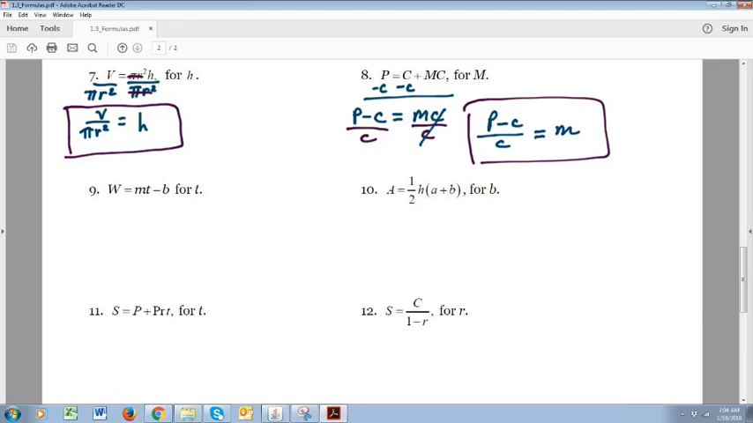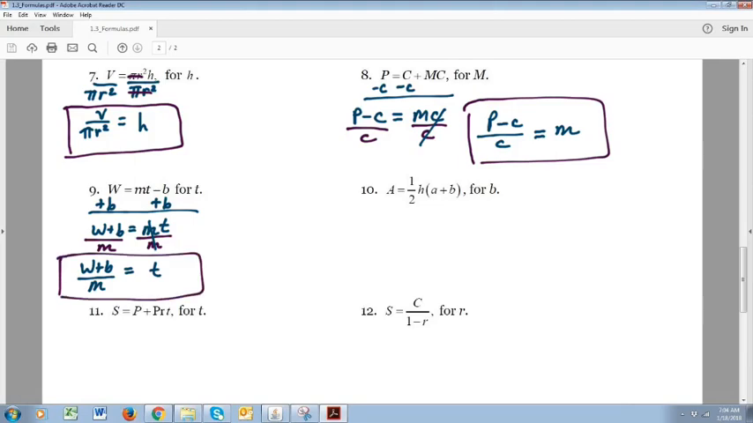On number 9, if I'm solving for t, I need to get rid of that b term, and so now I have the mt by itself, and to get rid of the m, we'll divide each side by m. We're going to get t on the right, w plus b over m on the left. On number 10, and actually if you want to challenge yourself, try this one, and then you can check my solution.